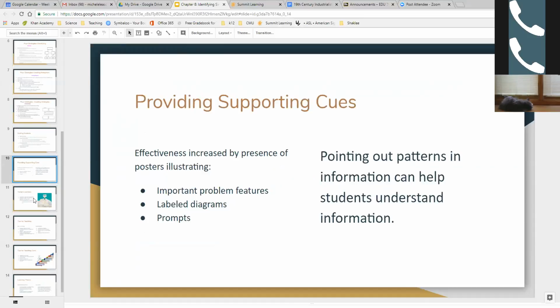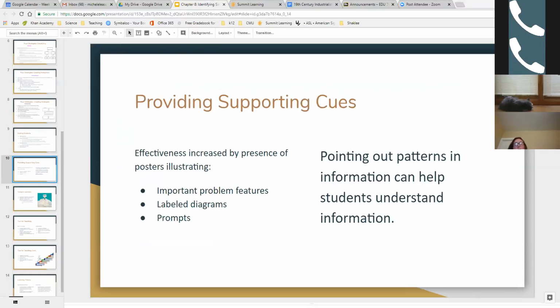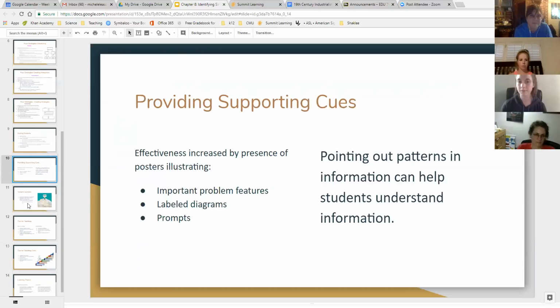So providing cues increases effectiveness, and it helps students understand what they should expect. This can be done by presenting the important problem features that you're discussing in your lesson, providing students with labeled diagrams that they can fill out while you're teaching your lesson, or providing prompts. Pointing out patterns and information can help students make sense of that information, like explaining to them how something new they're learning is similar to something they've already learned before.